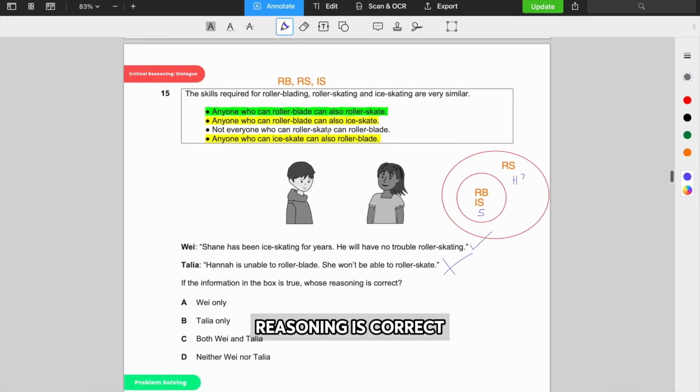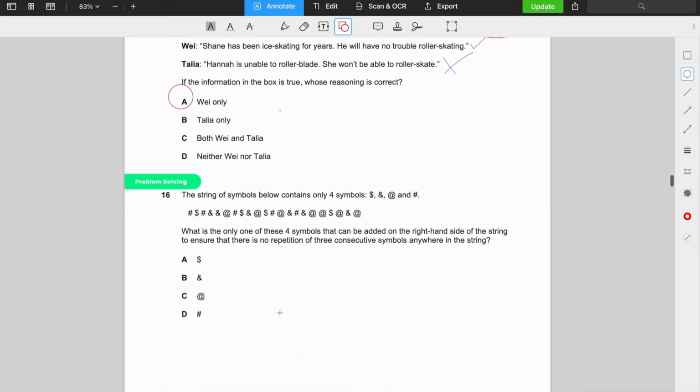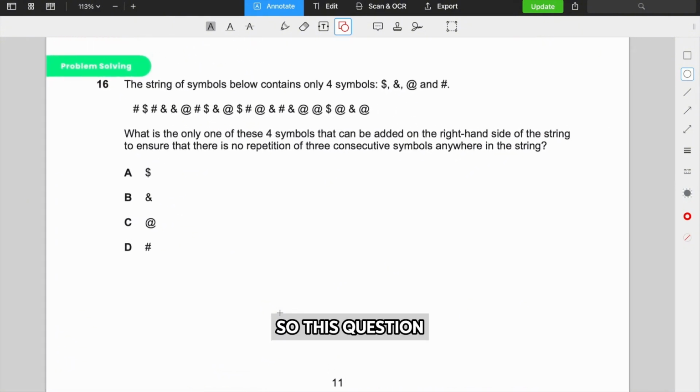Okay, so whose reasoning is correct? Way only. Alright, so this question looks very intimidating, but it's actually quite easy. You just have to go back to the core principle of understanding the rules. What are the rules? And I think there's only one rule, okay? So find the rule. So let's read this together.